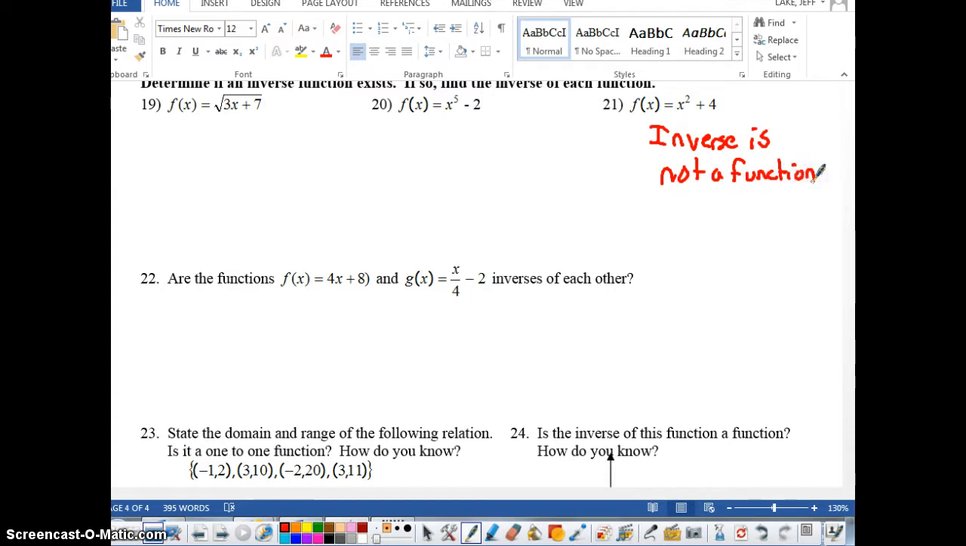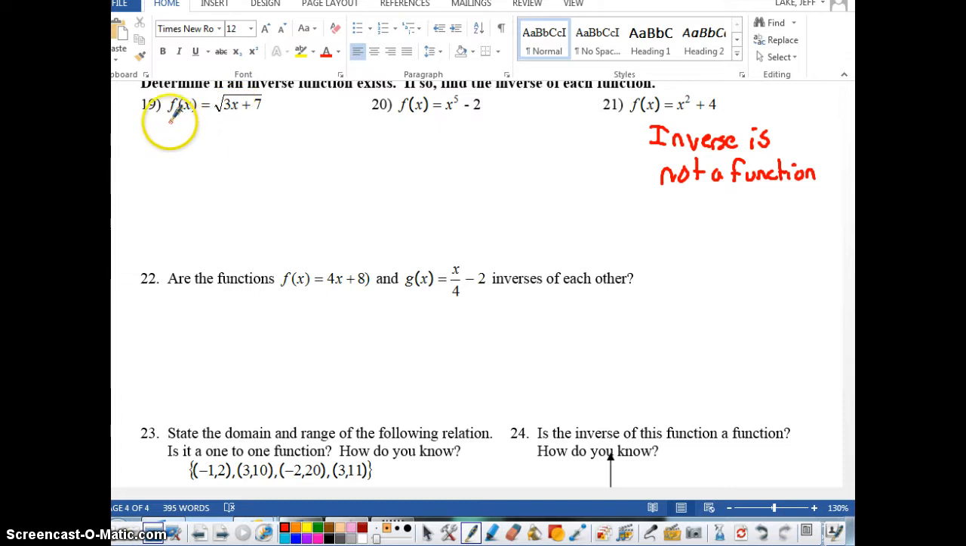All right, so then what about number 19 and 20? Again, if you're ever confused, you can always look at the graph and figure out the horizontal line test. So number 19 here, that's a square root function. That's going to pass the horizontal line test, so there would be an inverse. All right, so how do you find the inverse now that we know there is one here?